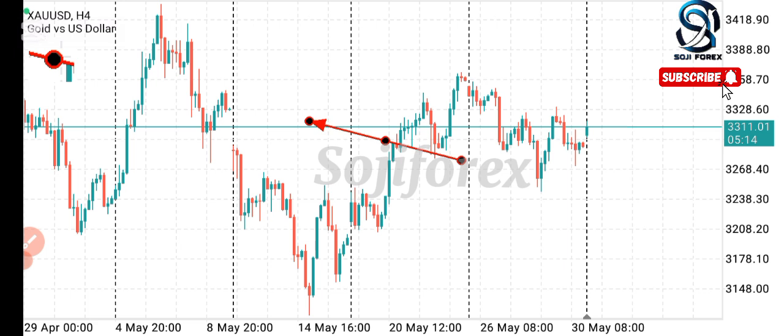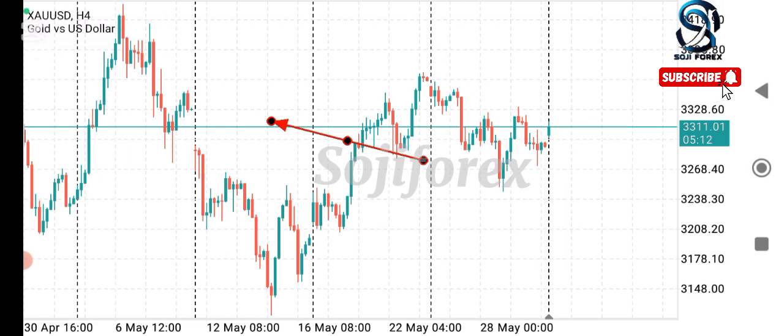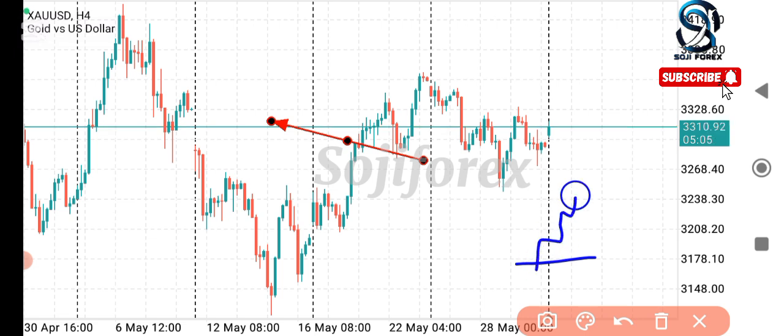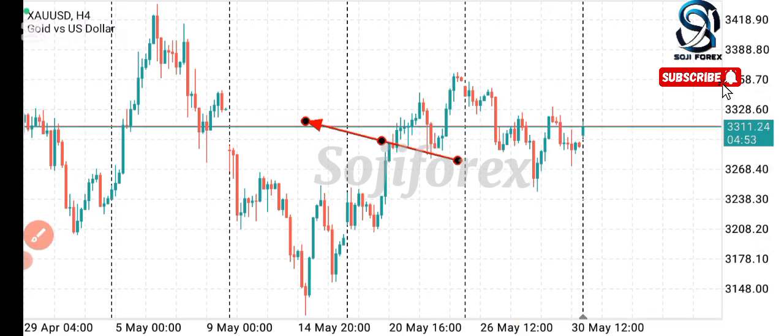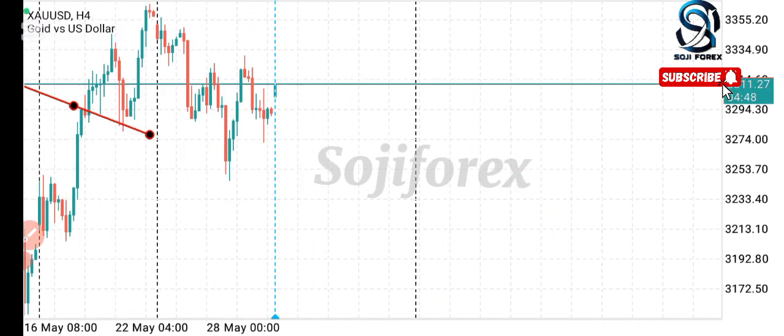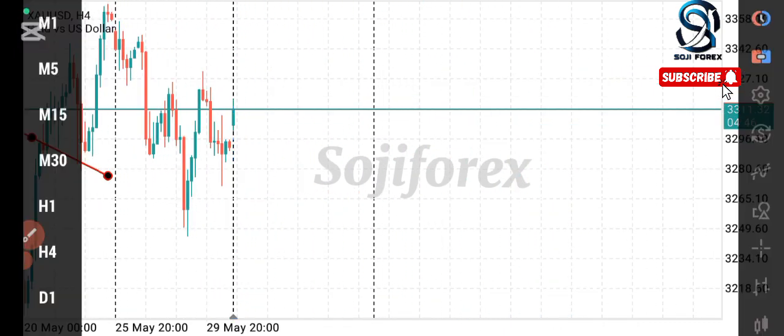That is a typical scenario of what this is all about. So what price does is that price will always move from a support zone to a resistance zone, and then back to a support zone, and then again it will move to the resistance zone. And that is why this particular pattern of trading is very, very important and effective.